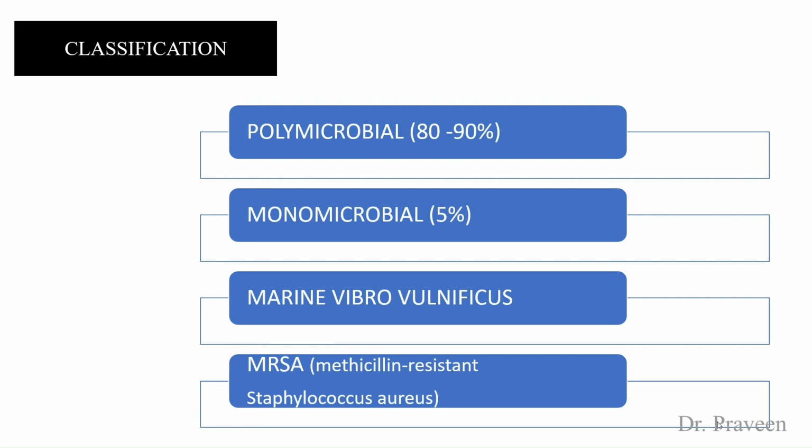In polymicrobial, multiple, more than four variants of organisms are cultured. In monomicrobial, only one single organism is cultured.